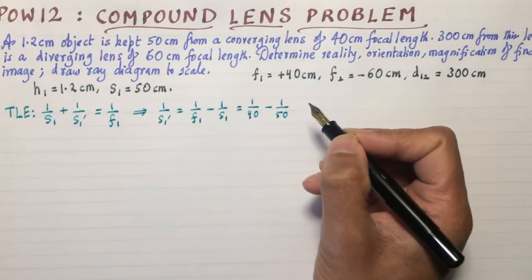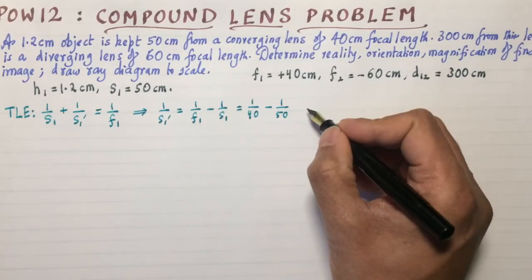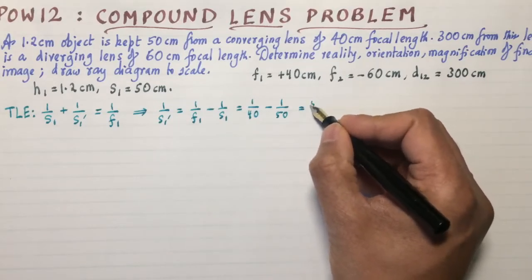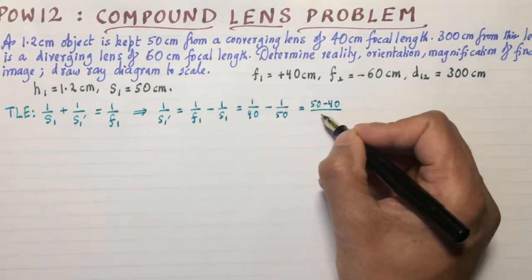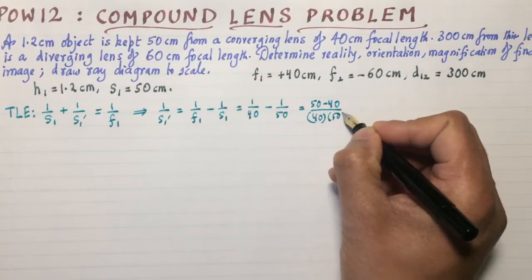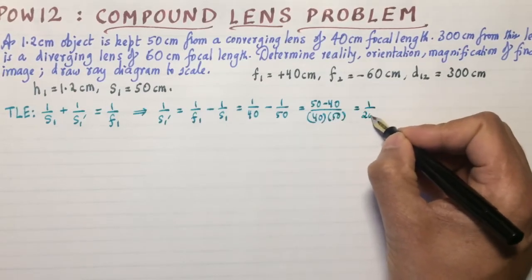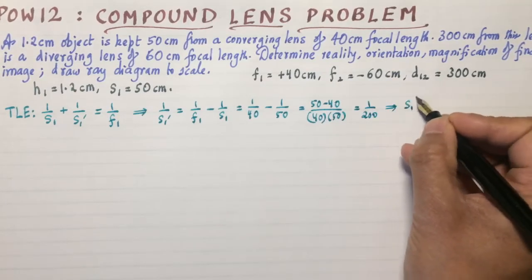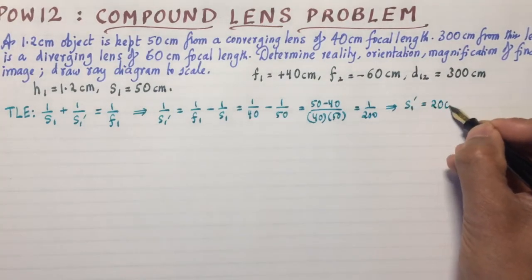I'm not being careful to put units. So that turns out to be 50 minus 40 divided by 50 times 40, which is 1 over 200, which means that S1 prime is equal to 200 centimeters. Now I'll put the units.